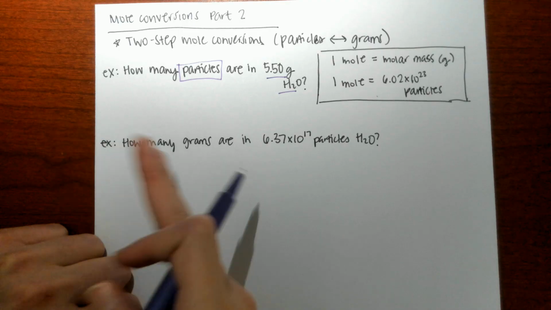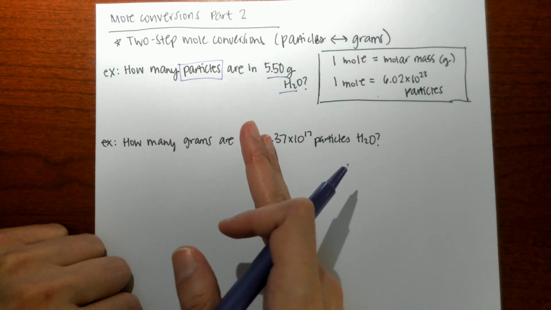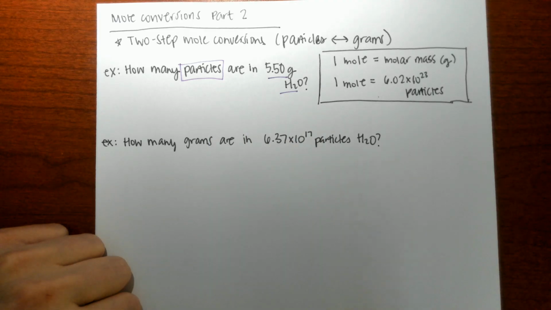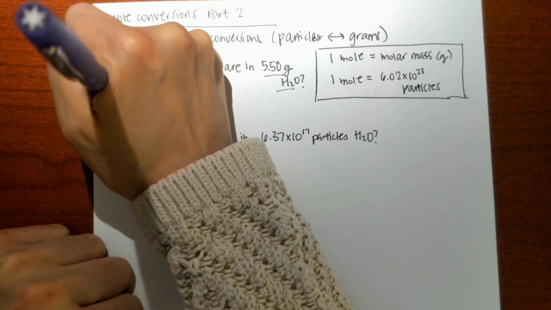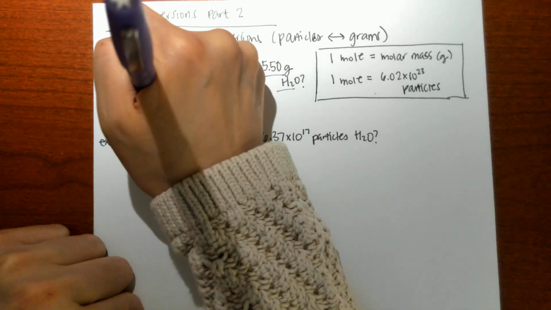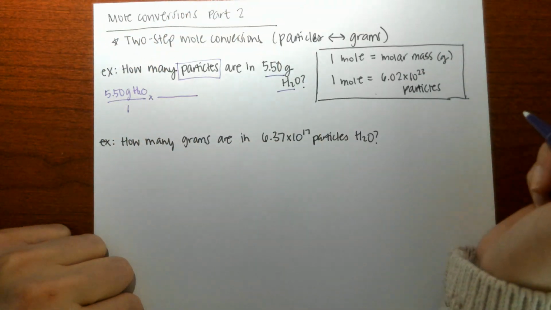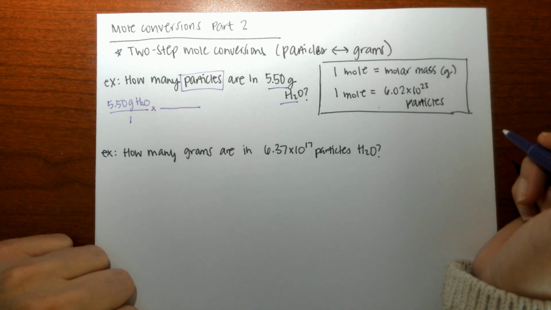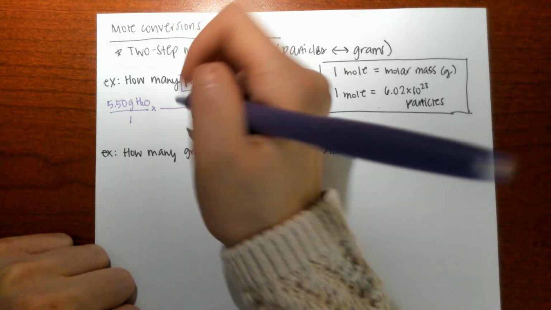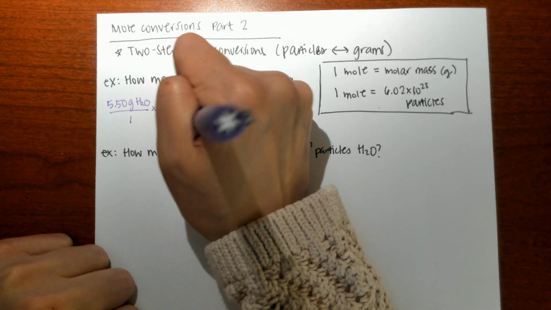So again, these are 2-step conversions. The first step will be converting to moles. The second step is to convert to what we want. So we are starting off with 5.5 grams H2O over 1. Again, the strategy or the method for dimensional analysis still stays the same. We have grams of H2O. Pull down that unit diagonally to cancel that out, grams of H2O.